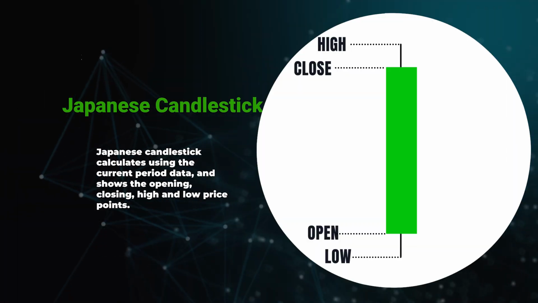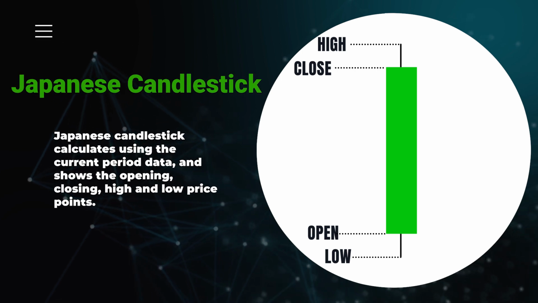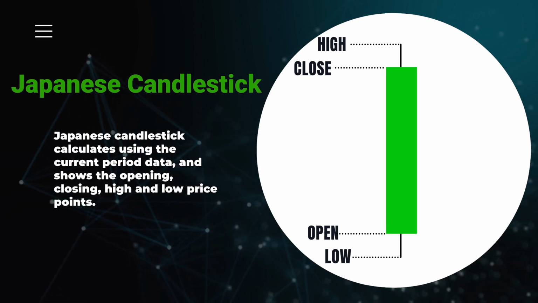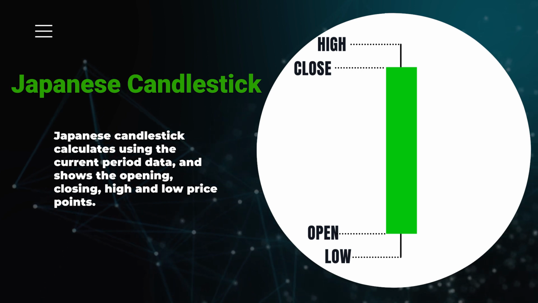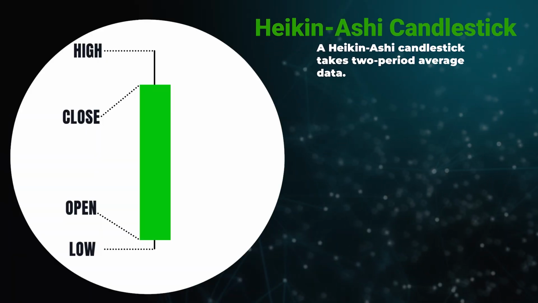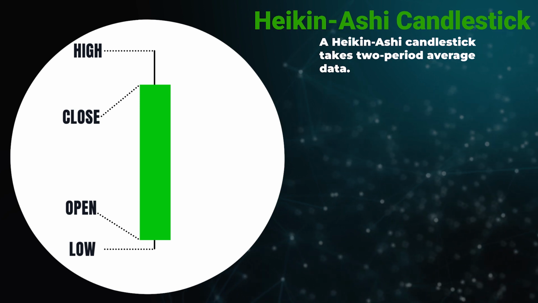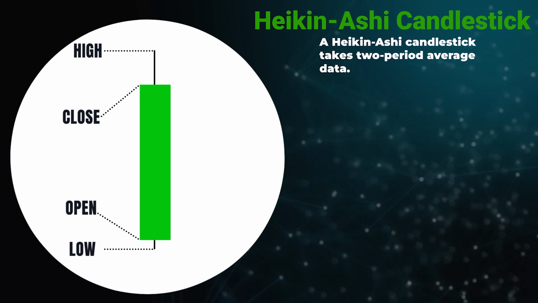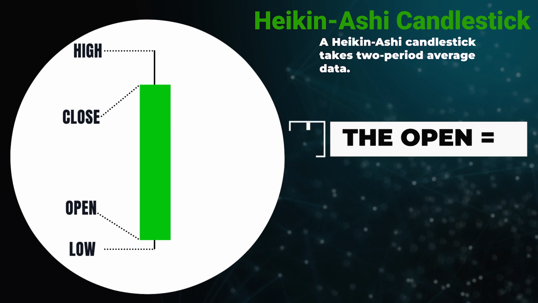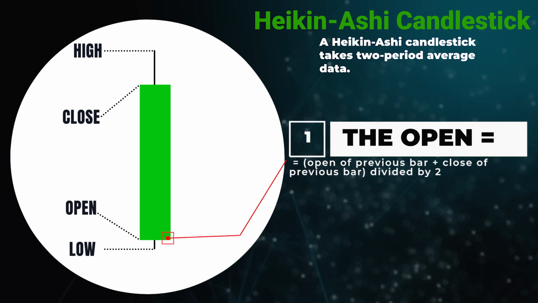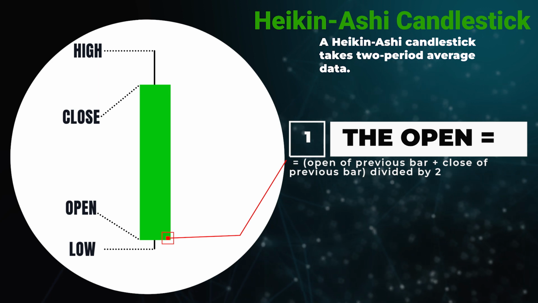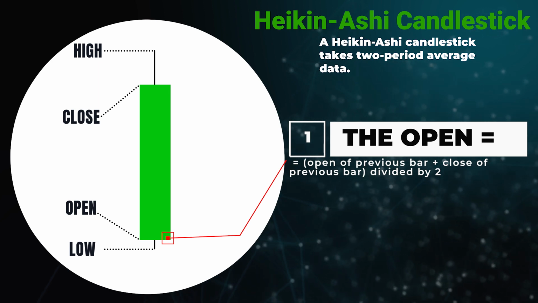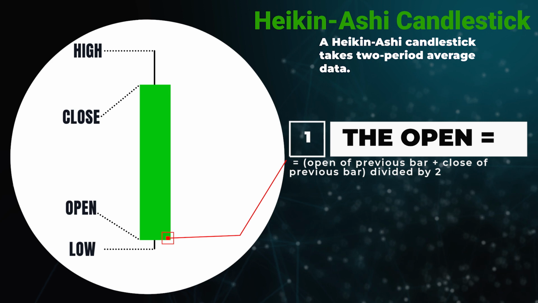Here, we can see a Japanese candlestick, which is calculated using the current period data, and shows the opening, closing, high, and low price points. By comparison, a Heikin Ashi candlestick takes 2 period average data. To calculate the next open, we should take the open of the previous bar, add the close of the previous candle and divide it by 2. As a result, the opening of each Heikin Ashi candle stands exactly in the middle of the previous one.